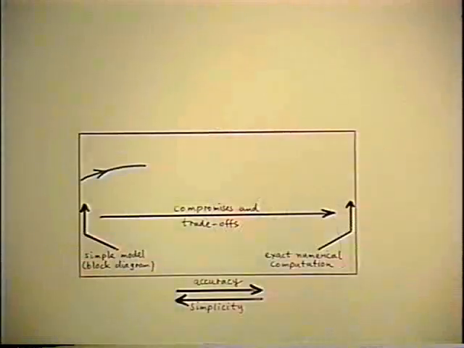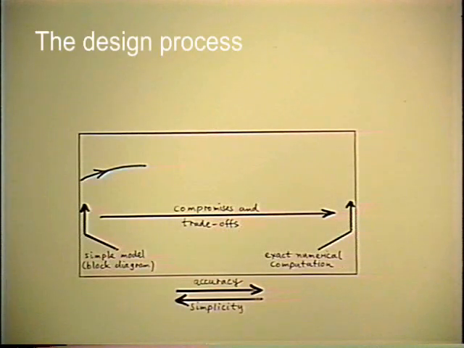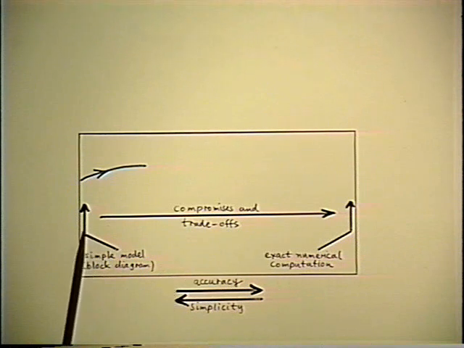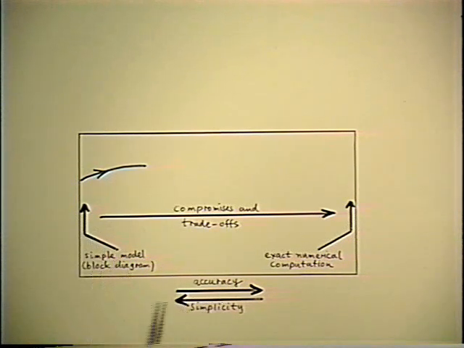This gets now to the actual methodology, so I want to say a few things now about the design process itself. This is a very qualitative little diagram. I'm going to refer to it several times as we go through all this. The design of a product or a system starts at the left-hand end of this picture, and you notice that the horizontal axis is labeled in two different directions: accuracy from left to right, simplicity going the other way.